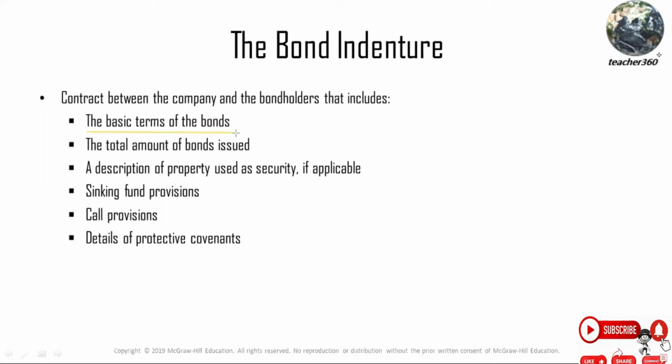Then the total amount of the bond issued. Normally a corporate bond is $1,000. So if you issue $1 million equivalent of bonds, your total number of bonds will be 1,000, that is 1,000 bonds at $1,000 each. It should also be mentioned in the bond indenture. Then a description of property used as security. Since it is debt, there must be some security for the investor's protection. There must be some collateral.